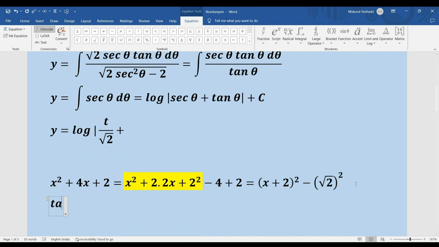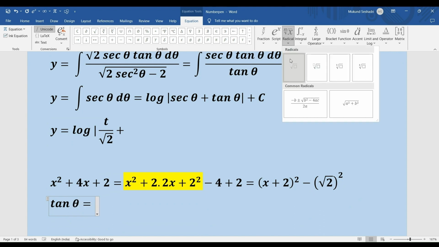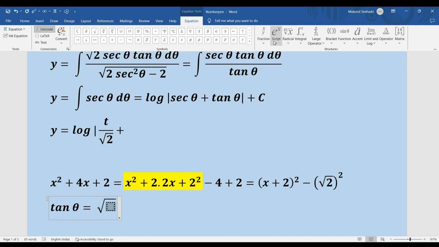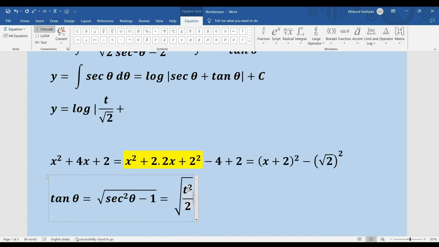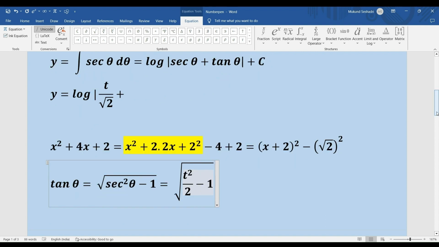Tan theta is nothing but, we know the trigonometric identity, secant squared theta minus tan squared theta equals 1, right? So what is my tan theta? My tan theta is nothing but the square root of secant squared theta minus 1, which is nothing but the square root of, I know what my secant theta is, it is t by root 2, we just did that. So what happens to my secant square? It is t square by 2, right? And then I have my minus 1 out here. So my tan theta is nothing but the square root of t square by 2 minus 1.